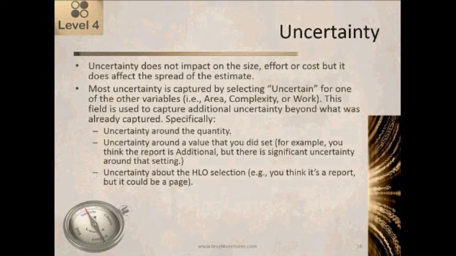So for example, if there's uncertainty around the quantity, you would capture that here. If there's uncertainty around a value that you did set, for example, you think the report is additional, but there's a significant uncertainty around that setting, then you may capture it here. And also you would use it if there's uncertainty about the HLO selection itself. For example, you think it's a report, but it could be a page. You think it's an interface, but it might turn out to be a service, that type of thing.